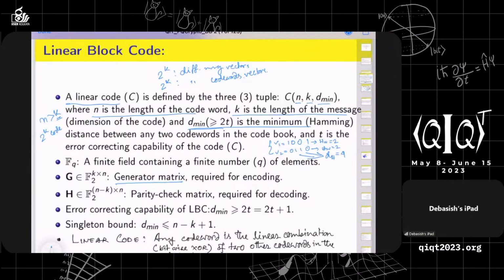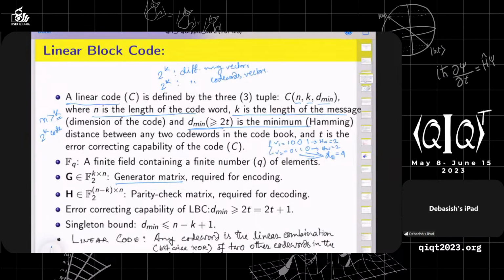And t is the error correcting capability of the code. So as I told, this generation of the parity bits will help us to retrieve back the original message, but there is a limit. You can't correct arbitrary errors with an arbitrary code. Each code has a limit to recover. So that recovery limit is called the error correcting capability of the code. I am not going into details of those things.